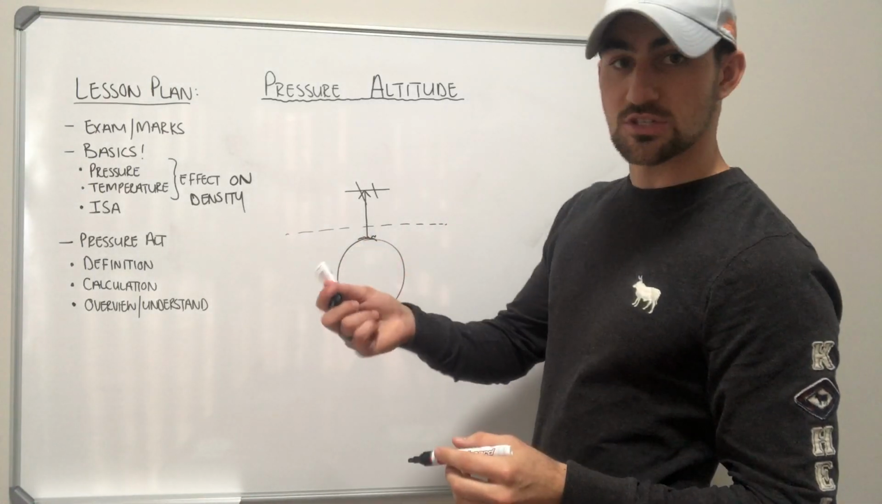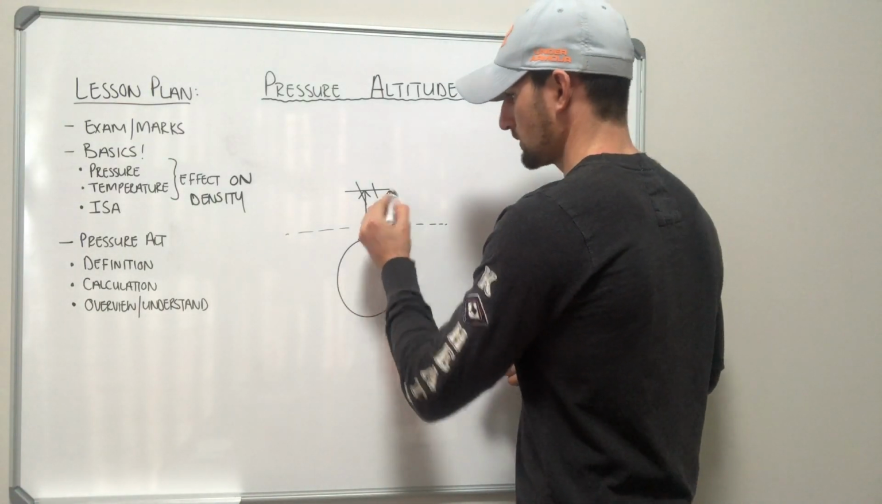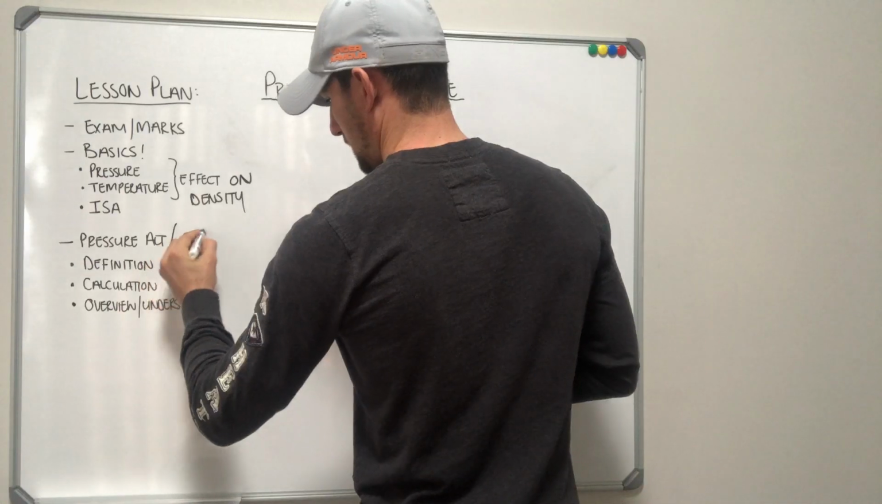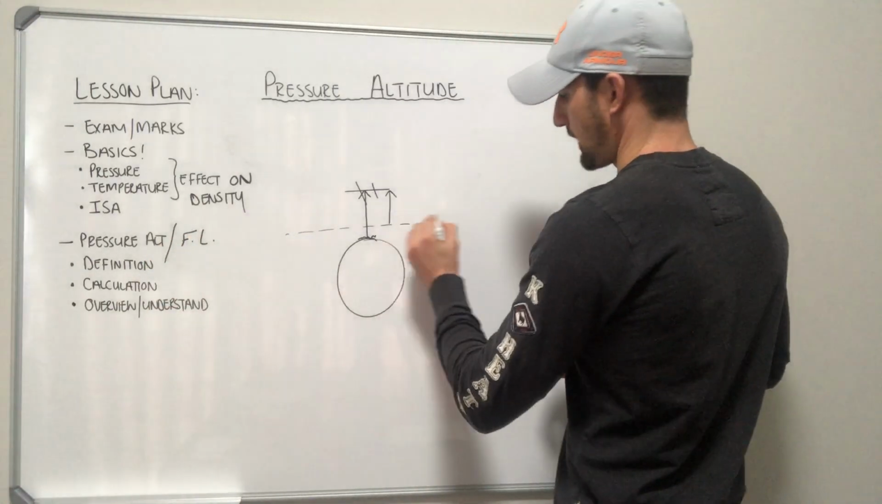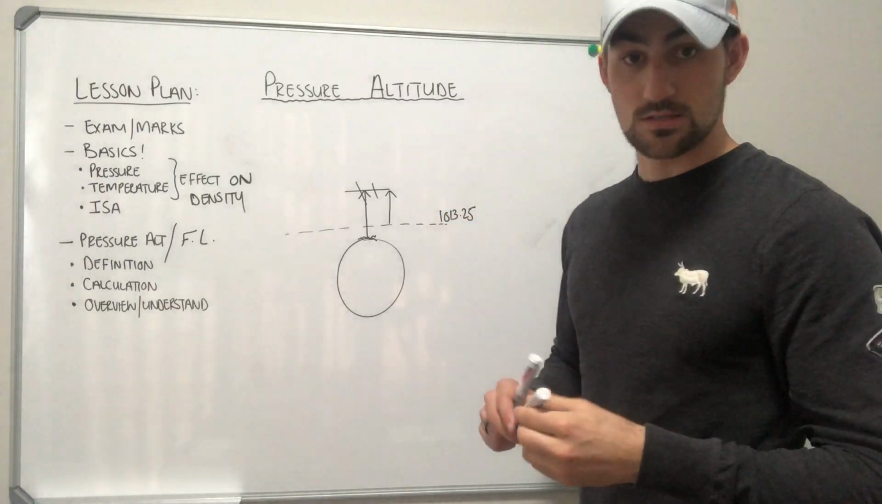Okay, you would have QNH set on your altimeter, or you can be flying on flight level, which is actually the same thing as pressure altitude, and that is from the 1013.25 pressure line. Okay, it's as easy as that.